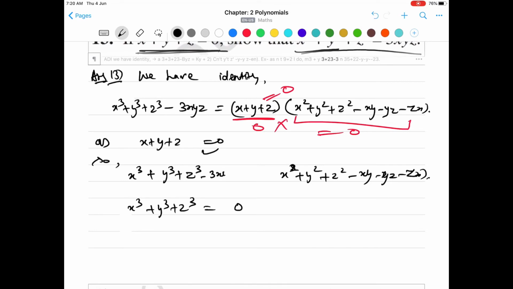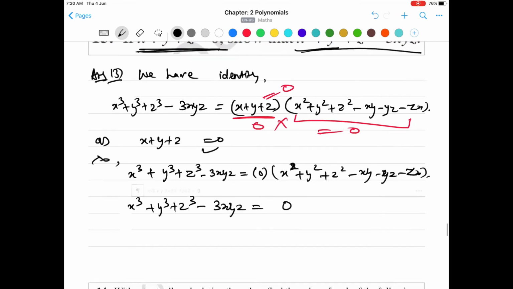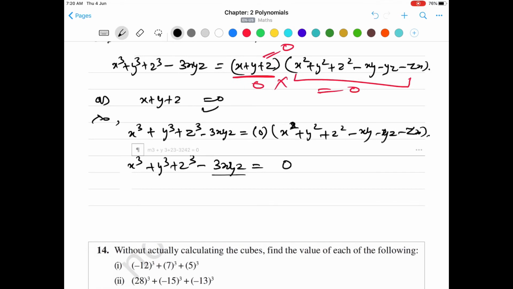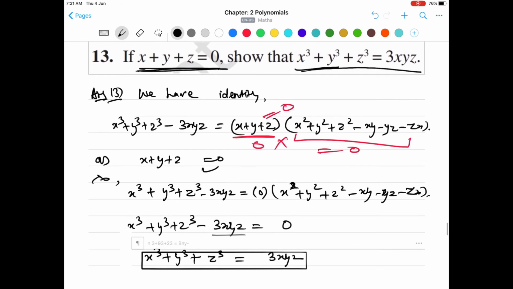Here also we have to write minus 3xyz equals 0 into this term, and this 0 into the whole term will again result in 0. So now shifting this term onto the right hand side, this will be x cube plus y cube plus z cube equals 3xyz, and that's the proof of question number 13. That's what we were asked to prove, that x cube plus y cube plus z cube is equal to 3xyz if x plus y plus z is equal to 0.